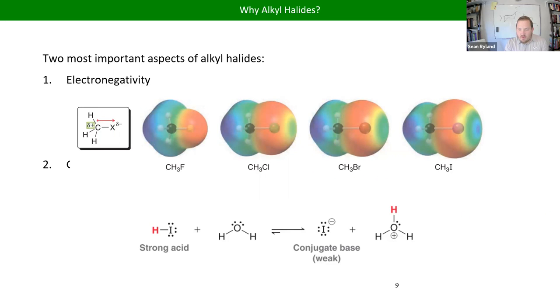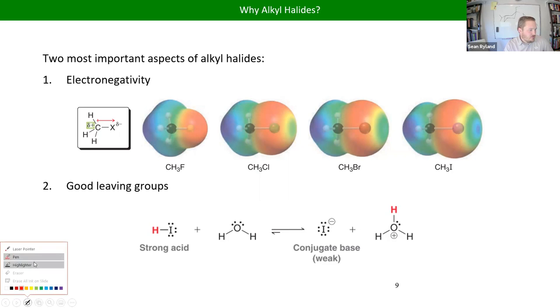All right, so how do we know which one of these we're going to favor? In general, the most important thing is that we need to know how good of a leaving group something is, and we need to know how strong of a nucleophile or base we have in order to predict which of these. And as far as the halides go, we mostly care about how good they are as a leaving group.